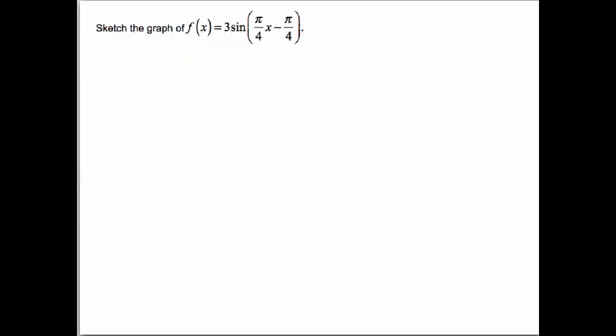I'm going to sketch the graph of f of x equals 3 sine of pi over 4 x minus pi over 4, and I'll begin by writing the general equation for the sine. The general form of this function is y equals a times sine of bx minus c plus d, and here y is f of x. So I'm going to identify a is 3, and b is pi over 4. C is pi over 4, and apparently d is 0.